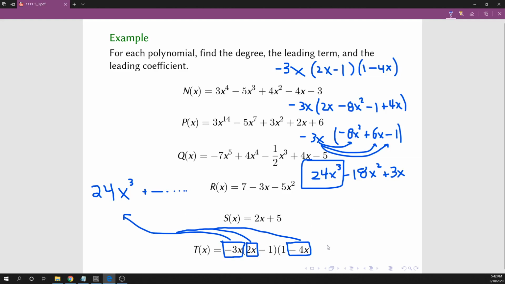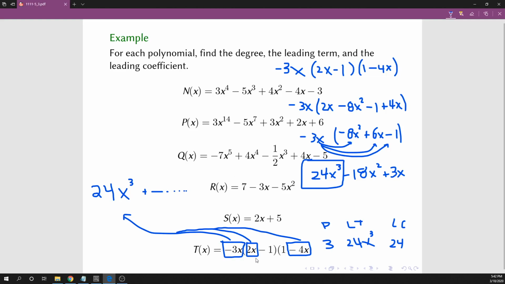So the degree of this one was 3. The leading term was 24x cubed. And the leading coefficient was 24. All right, so that's a little bit tricky. If the polynomial is written in the standard form, right, all multiplied out and everything, then it's pretty easy to pick off what the degree is, what the leading term is, and what the leading coefficient is, okay?